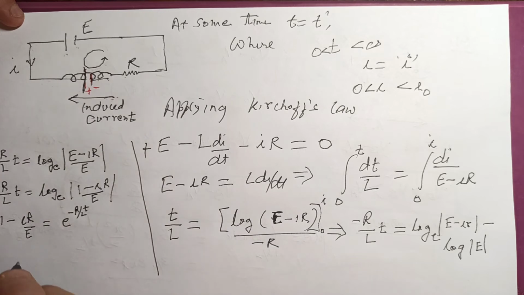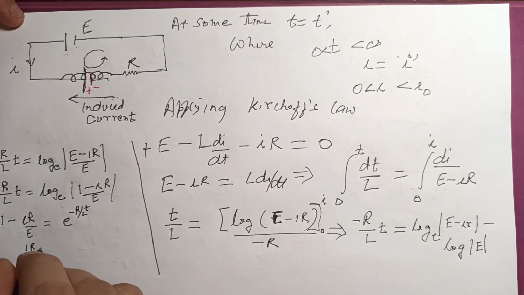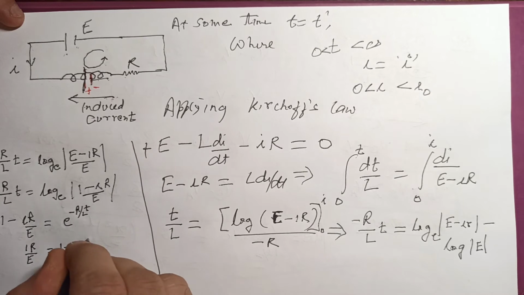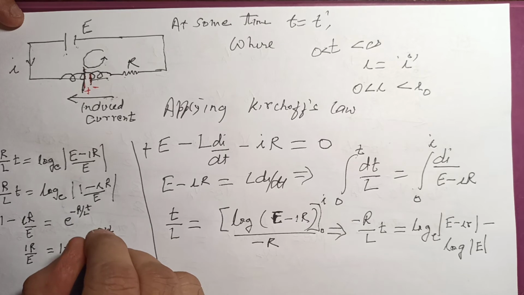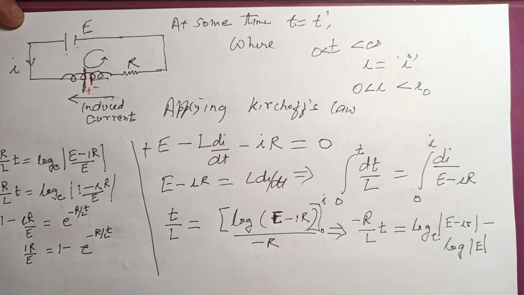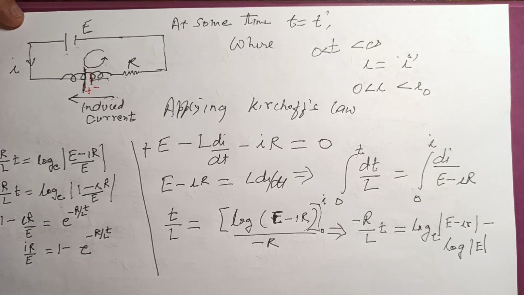Okay, now I can say IR by E is equal to 1 minus e to the power minus R by L into t. Correct? This is I, by the way. Oh, this is I. Yeah.